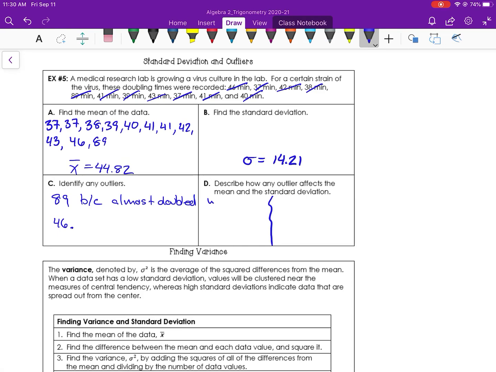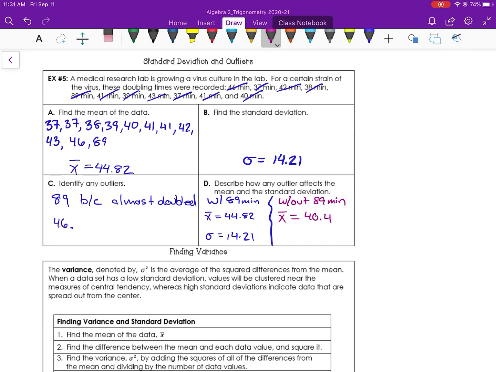So I'm going to say with 89 minutes, we calculated our mean to be 44.82, and our standard deviation is 14.21. If you go back into Desmos and you recalculate it without 89, Desmos calculates the mean to be 40.4, which is drastic because you're going from 44.82 minutes, which is the average for doubling times, and then it becomes 40.4.